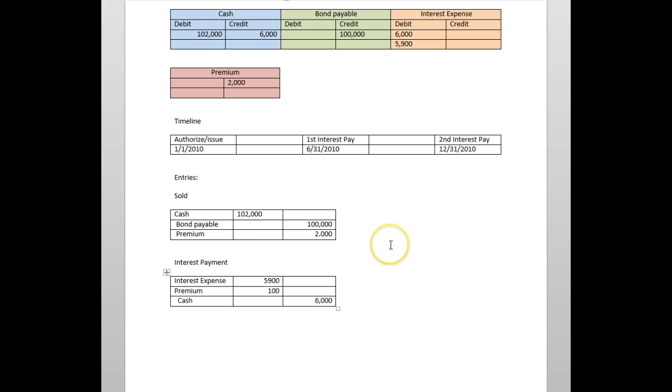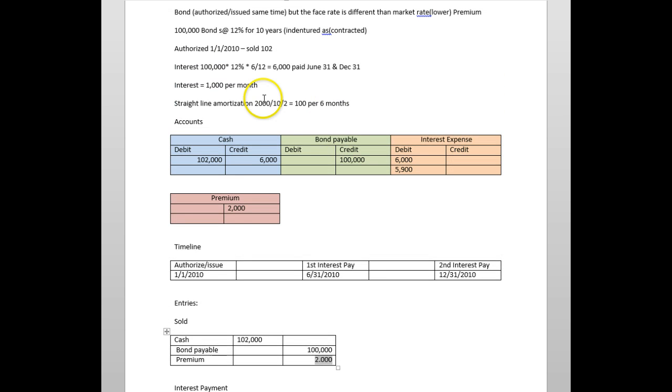What I do have to do, though, is allow or amortize this premium. And we do that on what this one is called a straight line amortization. So we're going to divide it by 10 years. And since we're doing 6 months payments, we're going to cut that 10-year in half. $200 per year now. Divide that in 2, and it's $100 per 6 months.